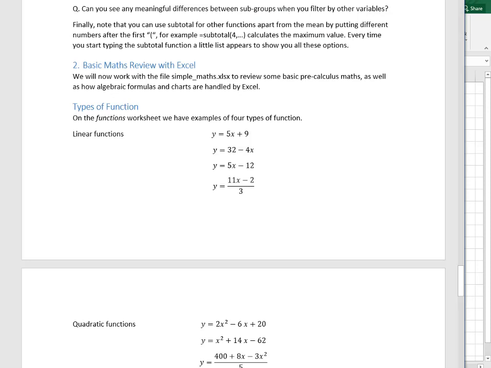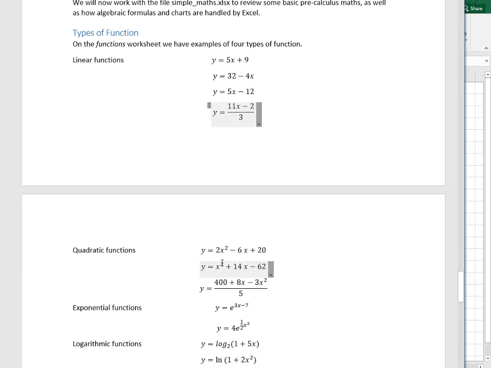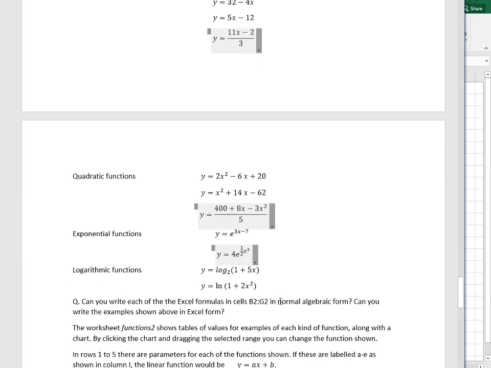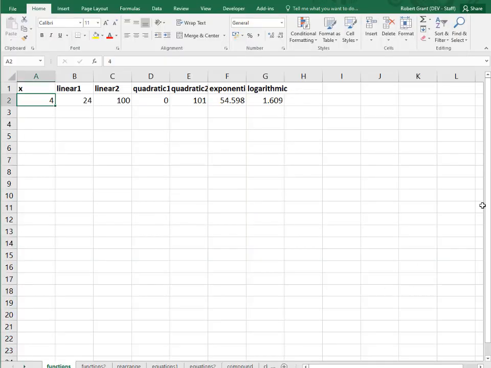First of all, you need to know how to use the formulas discussed previously to enter this kind of function. So here are some linear functions, some quadratic functions, some exponentials and some logs. There are examples of these in cells B2 to G2. First of all, just check you know how to write all of these in normal algebraic form. For example, I'll write a couple of these out. So maybe this quadratic here.